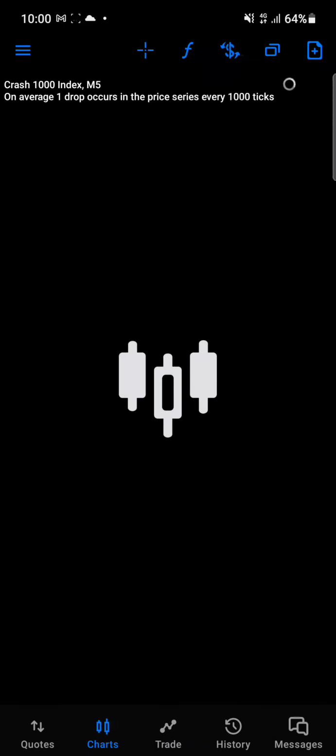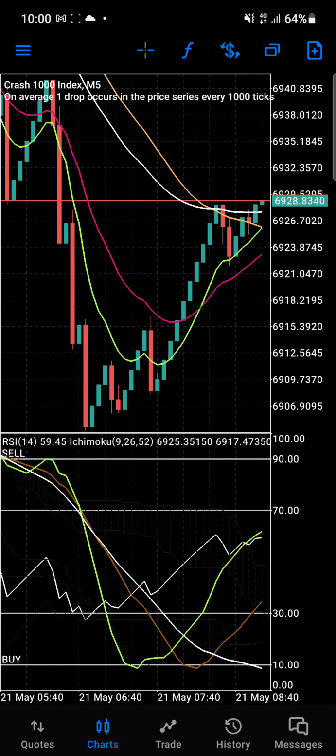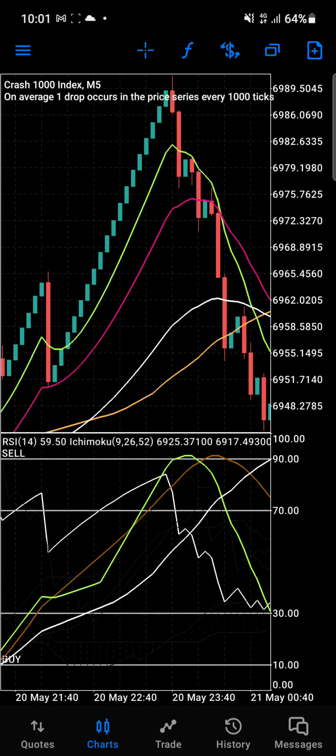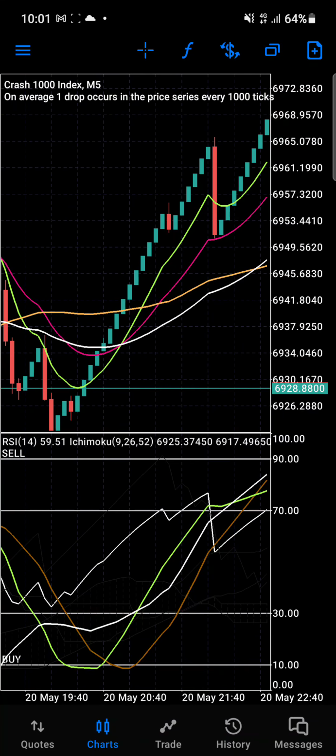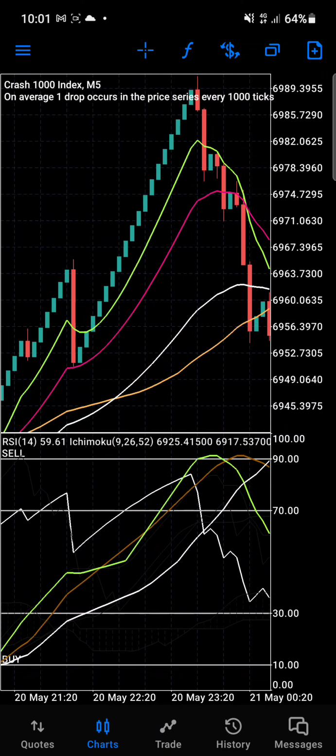Let's look at Crash 1000. So if you are trading the normal trend with Crash 1000, that means it must be on an uptrend, which means it must be above the moving average 55. You can see it right here being on an uptrend. You can see it kept on going up and up.